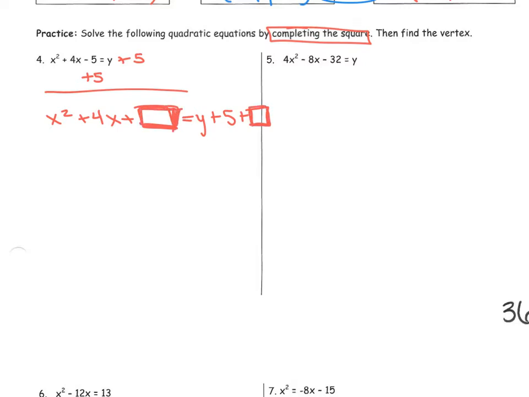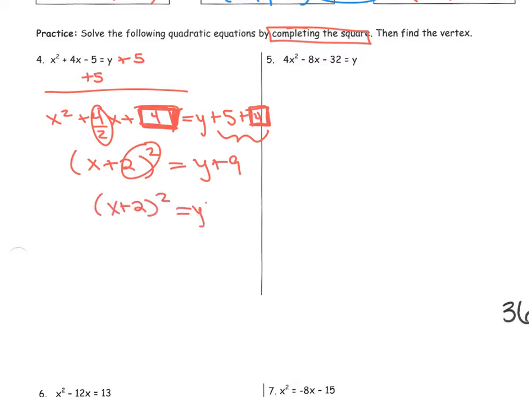Then what you guys would always do next is we would have the b term, and then square it. So have the b term, square it. 2 squared is 4, so we're going to add 4 to both sides. We end up with y plus 9. Okay, 5 plus 4 is 9. And I'm just going to rewrite this as x plus 2 quantity squared equals y plus 9.